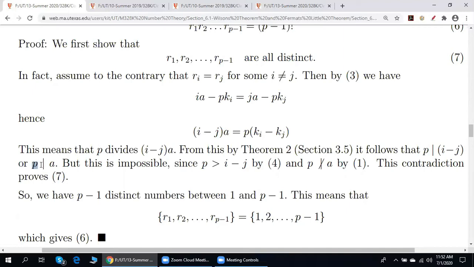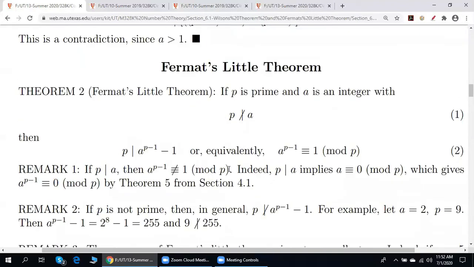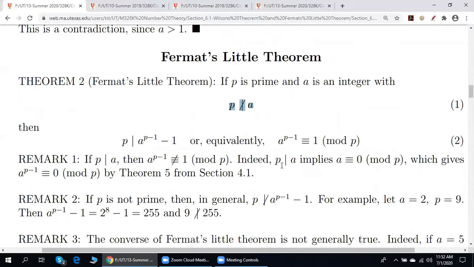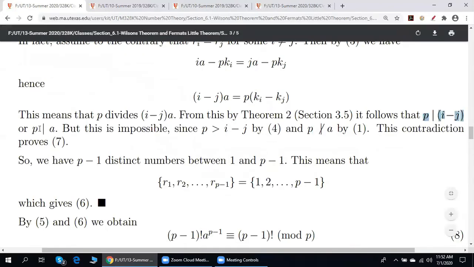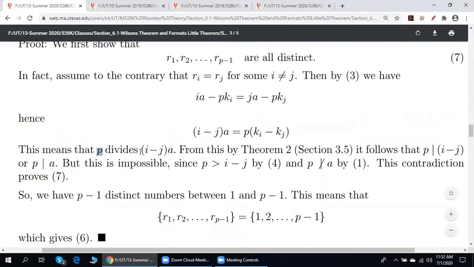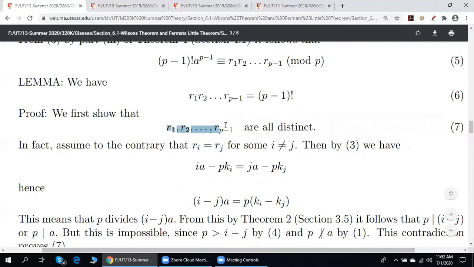Similarly, as we discussed, this is impossible because at the very beginning we assumed that P does not divide A. So this is impossible, and therefore P does not divide this. So all these numbers are indeed distinct.